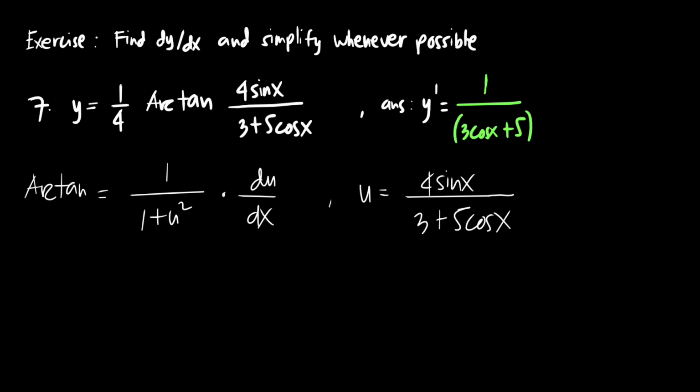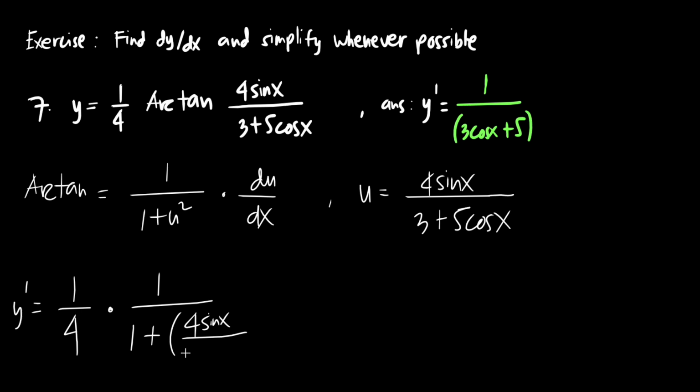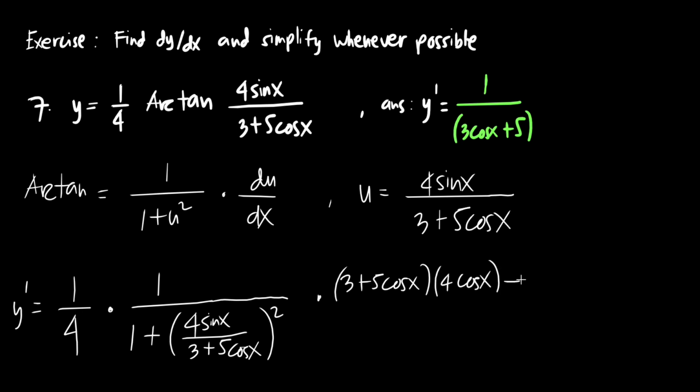So we'll solve this one. So y prime is equal to 1/4 multiplied by 1 all over 1 plus u squared, where u is equal to 4 sine x all over 3 plus 5 cosine x, squared. So for the derivative du over dx, we have 3 plus 5 cosine x. So just copy, the derivative of 4 sine x is equal to 4 cosine x, minus, so just copy 4 sine x.